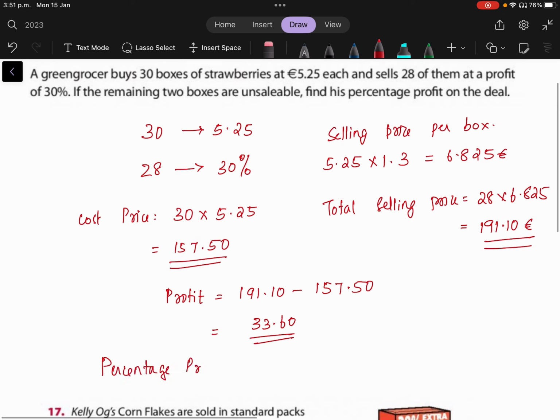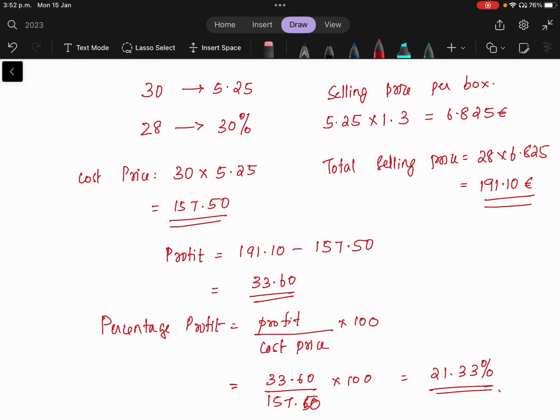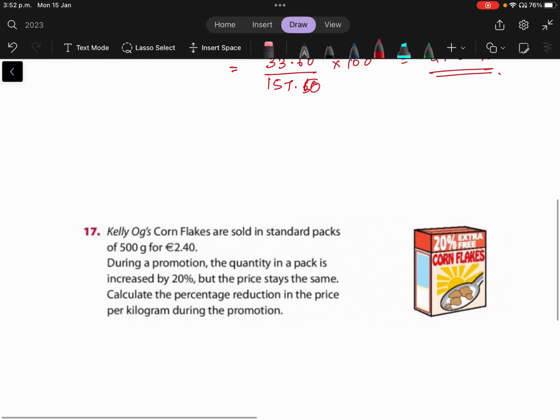And how will you find the percentage profit? So you have the formula, percentage profit is equal to profit over cost price times 100. So here in this case, what is profit? 33.60 divided by what is the cost price? 157.50, times 100, and that is equal to 21.33%.